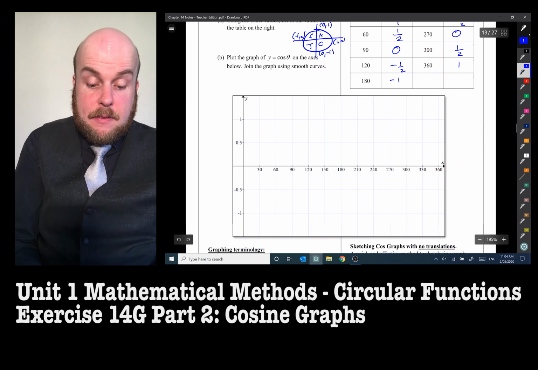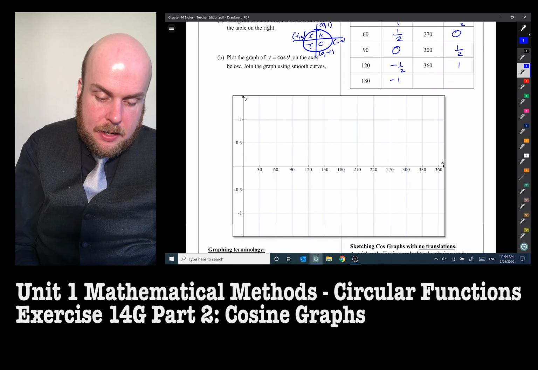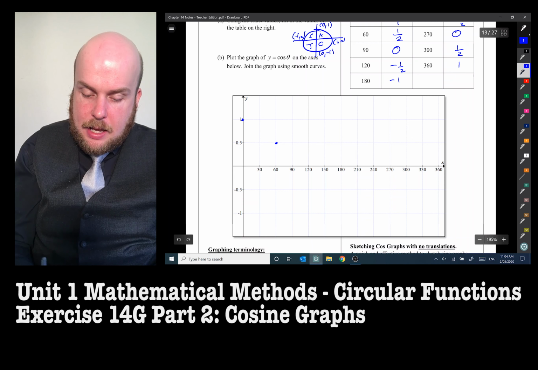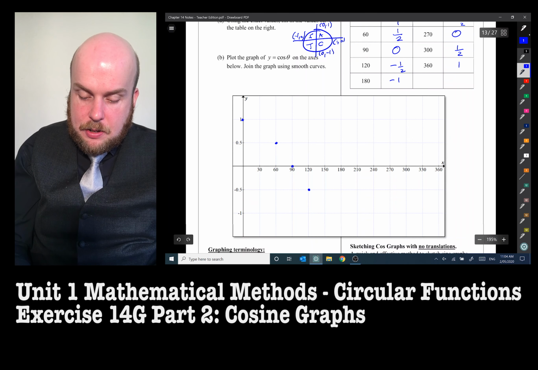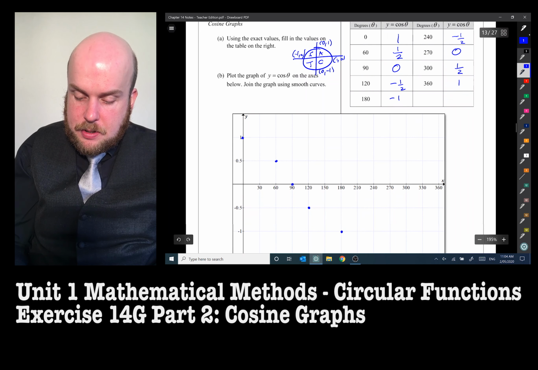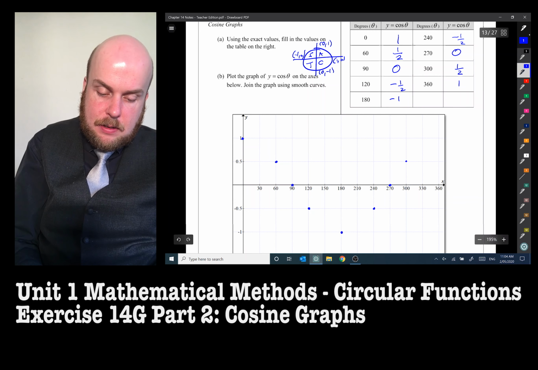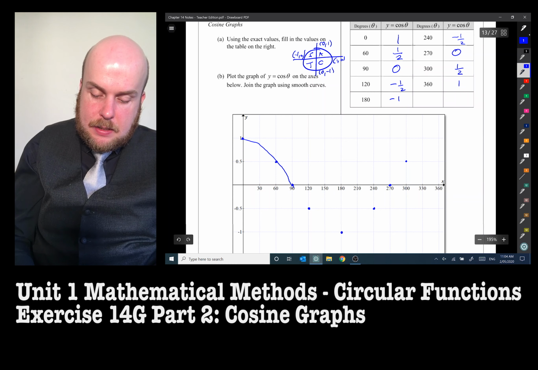So when we're sketching the graph, unlike the sine graph, we actually start at 1. We ignore 30, we go to 60, go to 90s there, and then 120 is negative a half, ignore 150, go to 180 is negative 1, and then ignore 210, 240 is negative a half, and then we'll put the 0 there, 300 is a half, and so what we get is a graph that looks something like this.